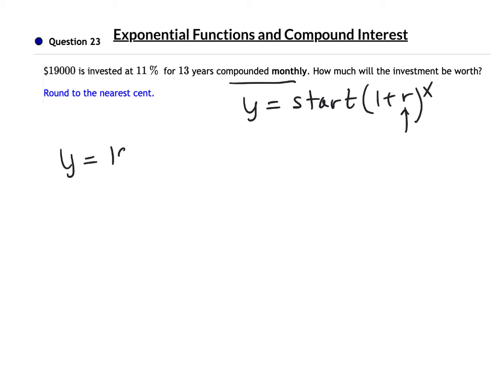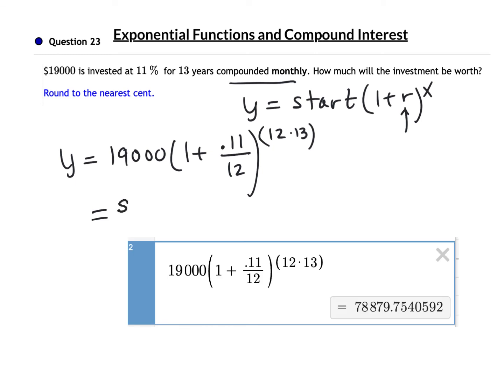That's y equal to start, 19,000, times 1 plus 11% is 0.11. Compounded monthly, it gets divided by 12. Going to the power of 12 just gives us 1 year. I'm going to multiply that by 13 for 13 years. Enter that into the calculator, and we get $78,879.75.